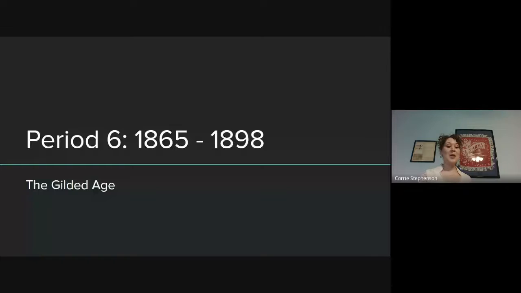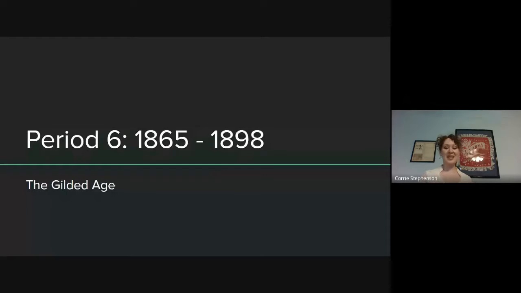So we're going to be talking about Unit 6 today. Unit 6 is actually one of the shorter units because it covers a really short amount of time, the Gilded Age. The Gilded Age gets its name from a Mark Twain book, but it's a really good explanation of the era itself.